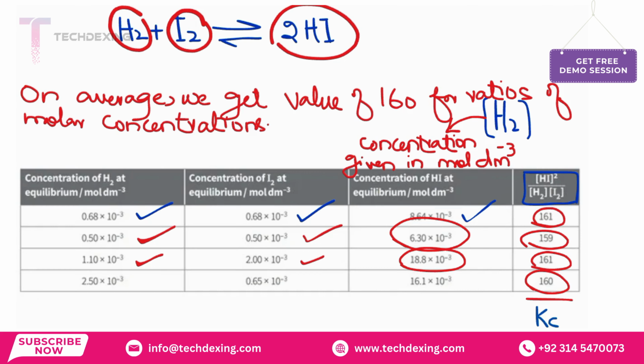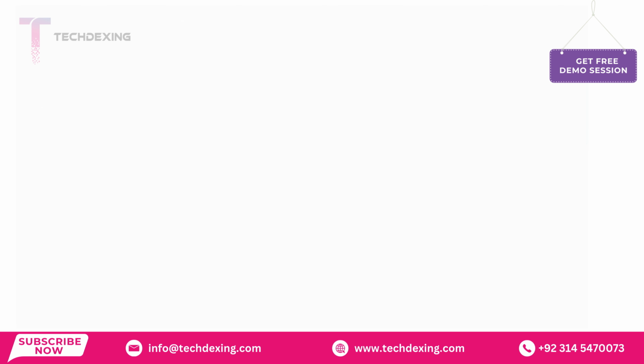And if we talk about the subscript C, that is written for the fact that this constant has been obtained by using the molar concentration. You know that the molar concentration is represented by the C, right? So that's why K is representing the constant, and the subscript C stands for the fact that you are getting this value by using the molar concentrations. Got it? Okay, jump to the next slide.